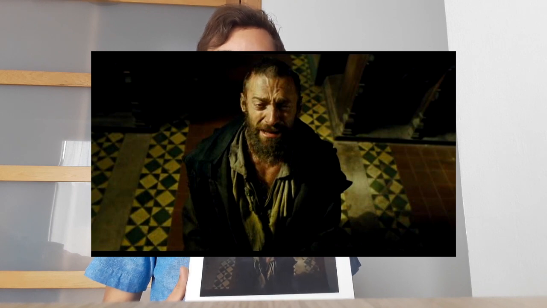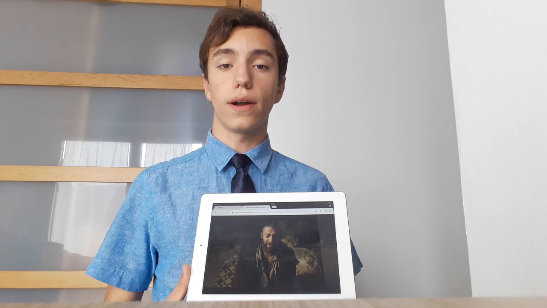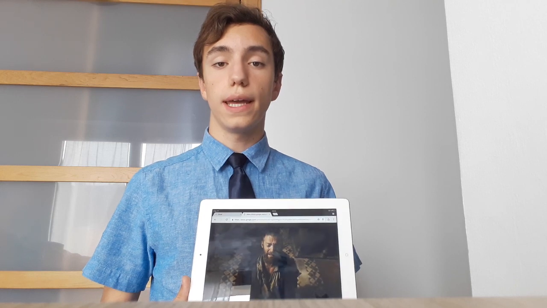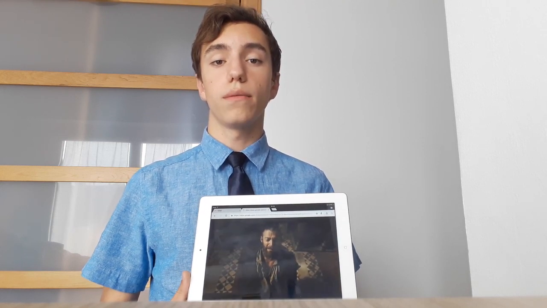Then, we have the high angle shot. The high angle shot is when the camera makes 45 degrees with the characters. In this case, we are in a higher position than them. As a result, they look weak and vulnerable.